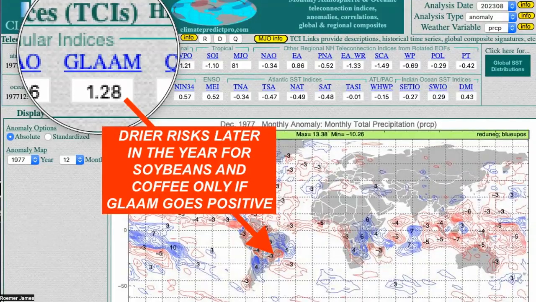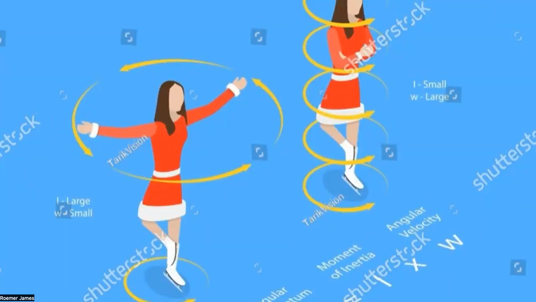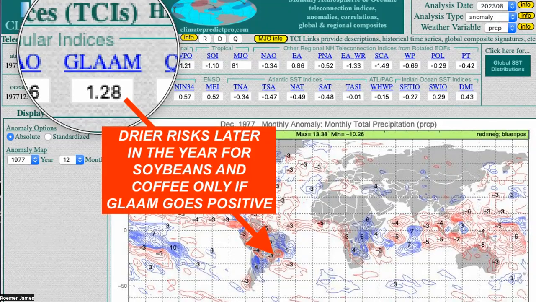But what happens if the global angular momentum becomes actually positive? In other words, like the woman that has her arms further apart there, right? What happens if global angular momentum actually becomes positive? You tend to see drier than normal weather during El Ninos in the coffee growing regions and also in soybean producing areas. So if for some reason the global momentum switches, we could see some problems later on this year for Brazil, coffee, and also soybeans. But right now, I think we're looking at generally good crops for South American grains over the next few months.